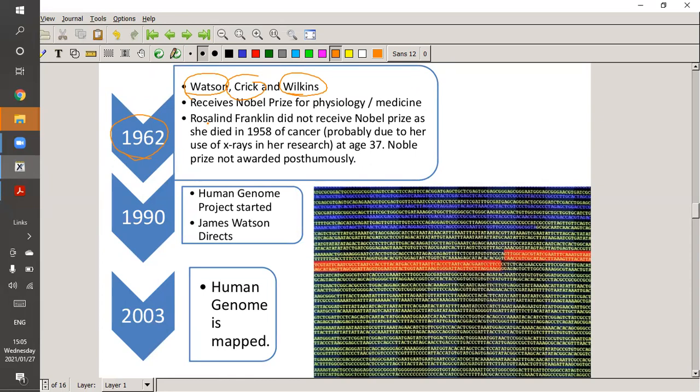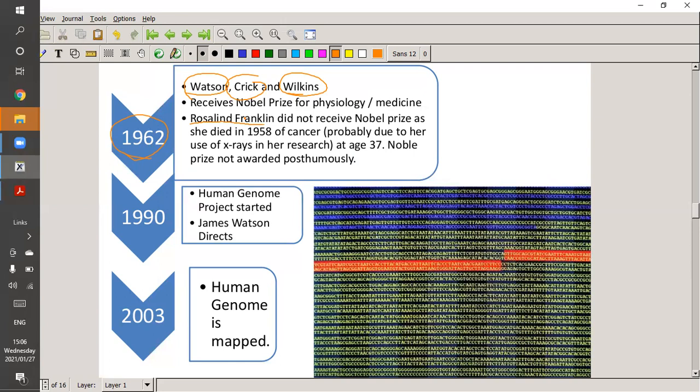But Rosalind Franklin doesn't, because she died of cancer, which is actually ironic, because cancer is a disease of DNA. And she died because of the X-ray pictures she took of DNA. And because of that, she never got the Nobel Prize, because it's never awarded posthumously. Okay, before we continue, we have almost finished with the history of DNA discovery.